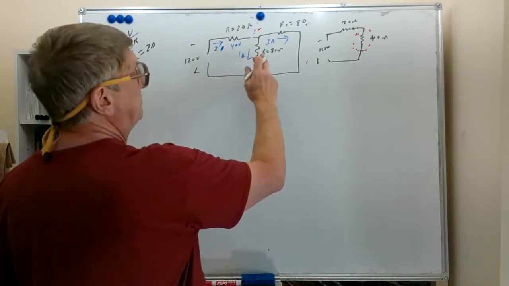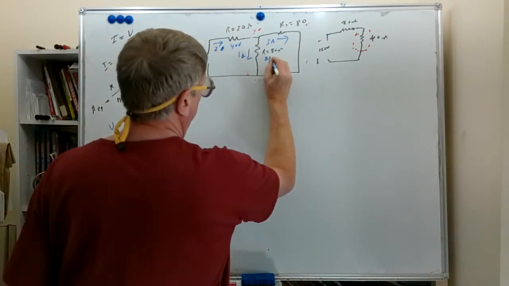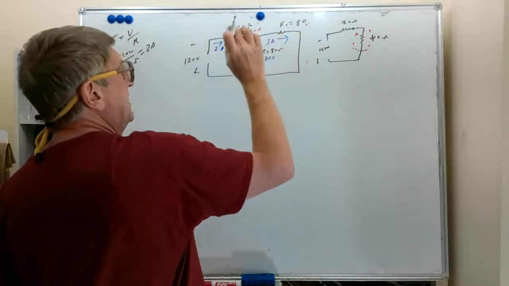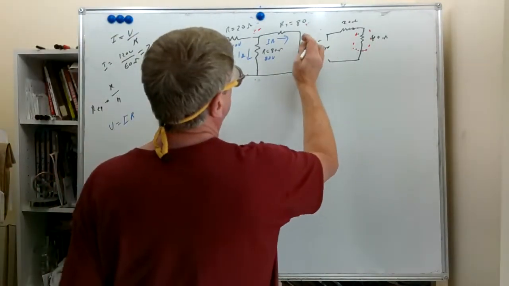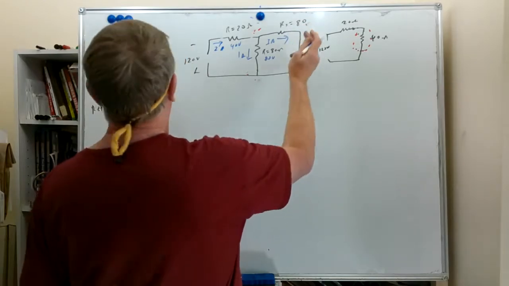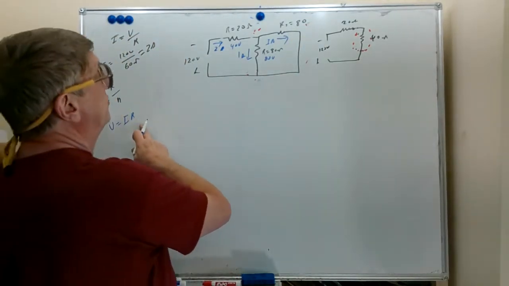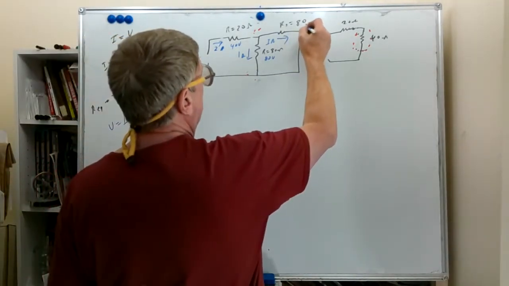Here we have 1 amp times 80 ohms, 80 volts across that resistor, if we measure from end to end with our meter. Across the first one, 40 volts if we measure from end to end with our meter. And here we got the same thing: 1 amp and 80 volts. 1 amp times 80 ohms is 80 volts.